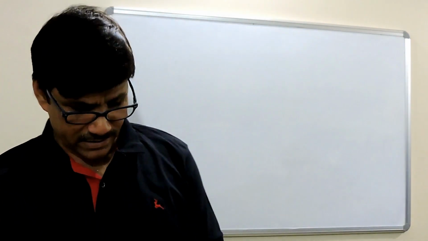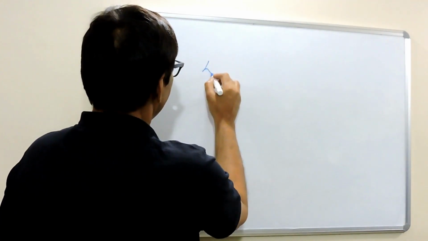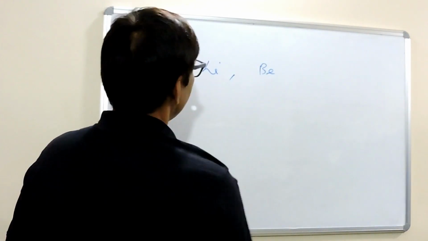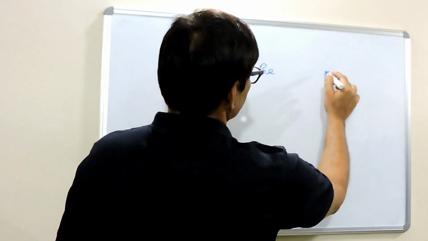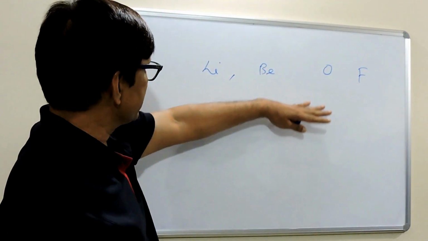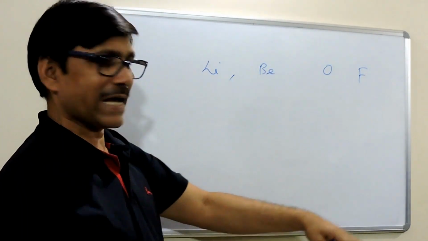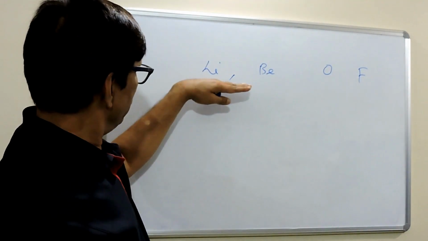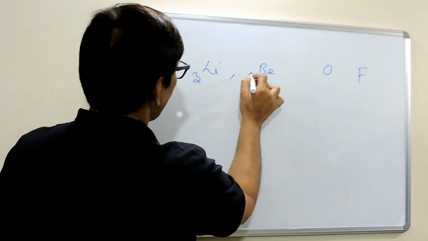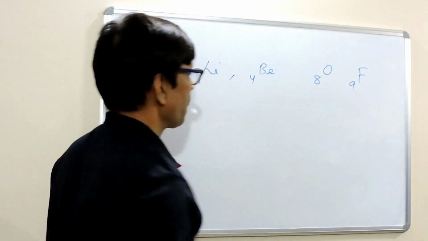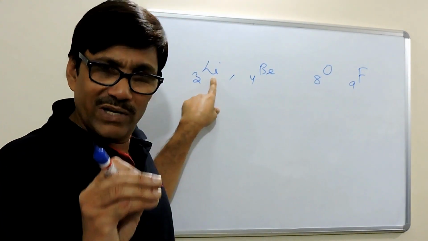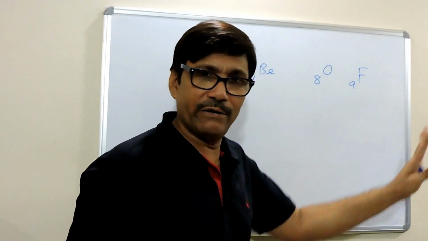You may be asked, suppose if I write here some elements, lithium, beryllium, oxygen and fluorine, and you are asked: name the element which has the lowest ionization potential. So what we have to see is that all these elements are from the same period. Now you have to see which has the lowest atomic number. This is 3, 4, this is 8, this is 9. But all of them are in the same period, in the second period. So lithium will have the lowest ionization potential and fluorine will have the highest ionization potential.